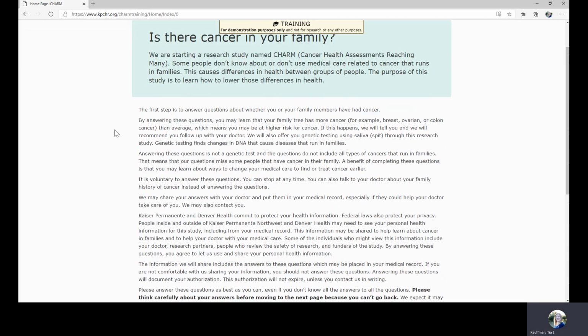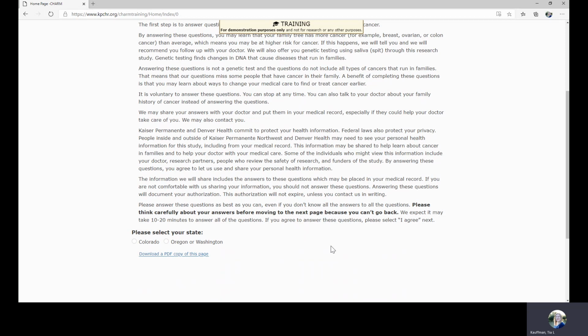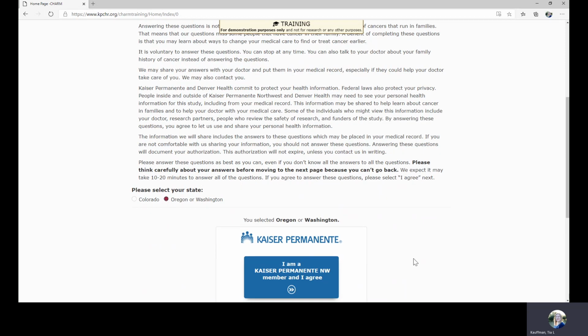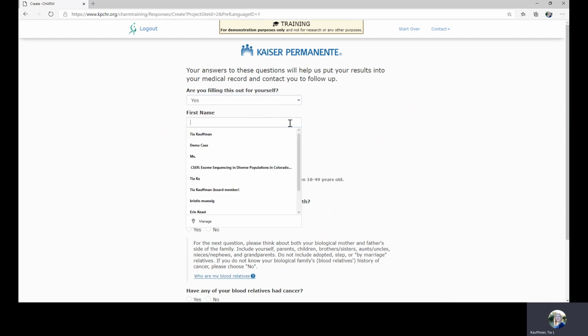So as I mentioned, we needed a full consent for the risk assessment. It was conducted within two healthcare systems, so I'll go ahead for the sake of this demonstration and pretend I'm a member of Kaiser Permanente Northwest. The tool can be filled out for yourself, which is what it's designed to do, or if someone else is filling it out on their behalf.